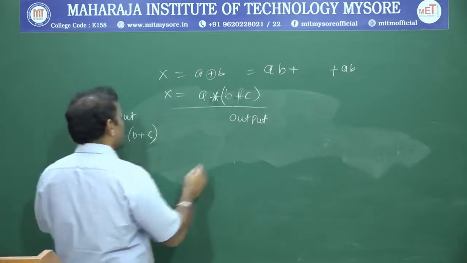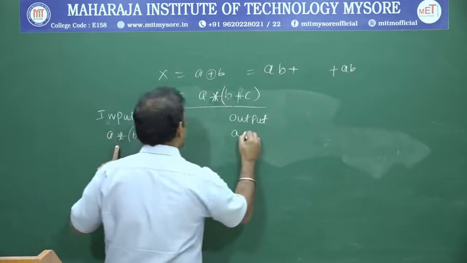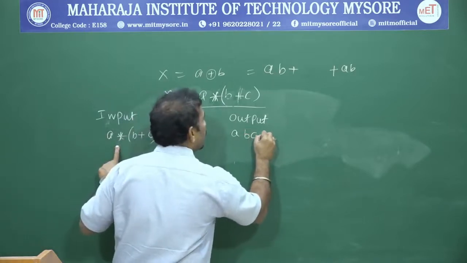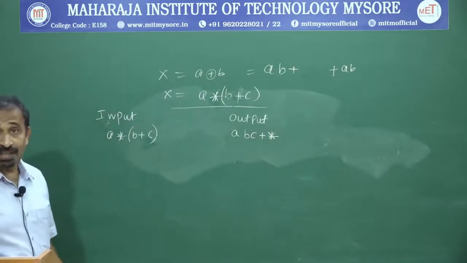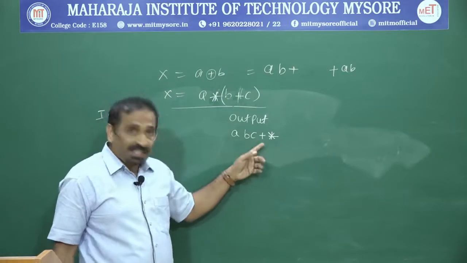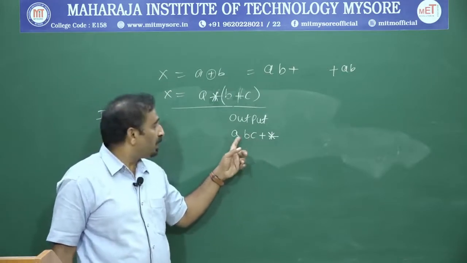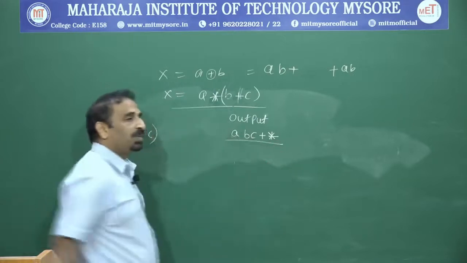The output is something like this: a followed by b, c plus star. So, this is how it will be there. We will see how to convert this later, but you will be getting a result like this: operator, operands followed by operator. Okay. So, this is how the postfix expression will be there.